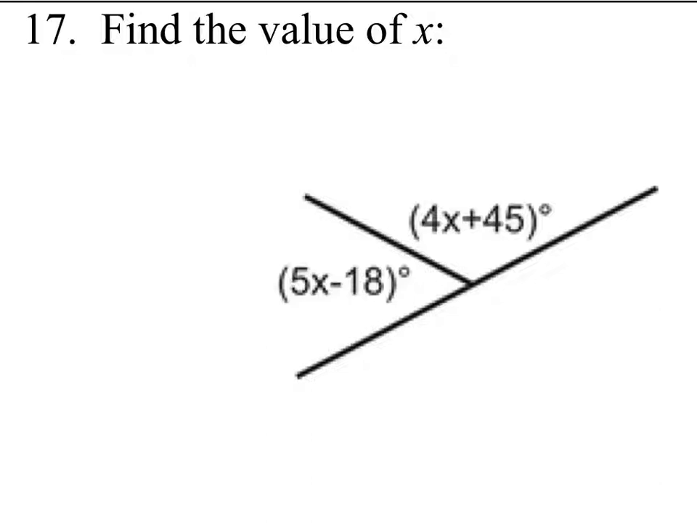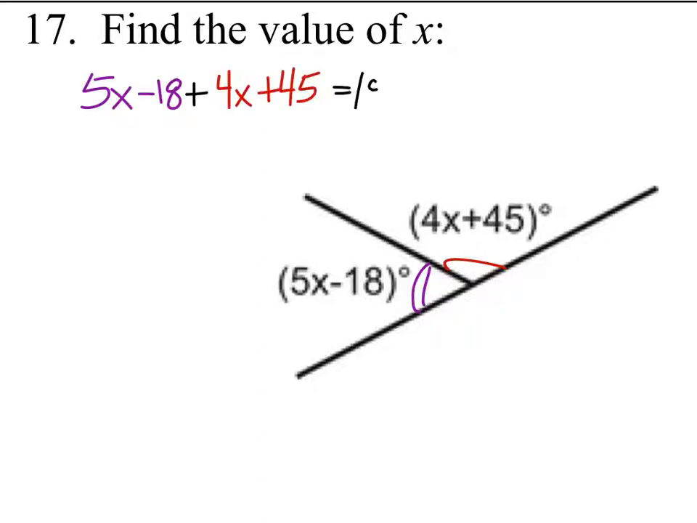All right, find the value of x. What relationship is it with these two angles? Supplementary. Yep. This angle and this angle right here are supplementary. So if I took these two angles and added them, I would get 180 degrees. That gives me the equation, and once I solve for x, that's all it wants. It doesn't even want the measures of the angles, which makes it kind of short.